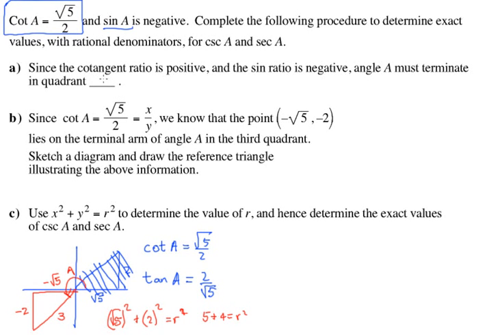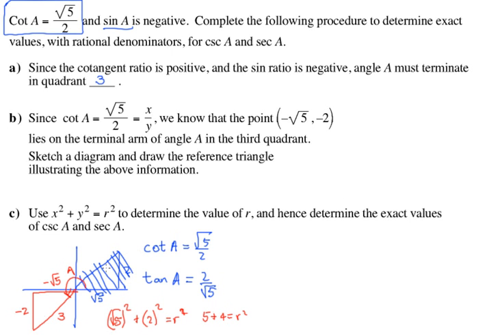Since the cotangent ratio is positive and the sine ratio is negative, angle A must terminate in quadrant 3. That's one of the things we figured out while situating ourselves. Since cotangent A is that, we know that the point negative 5, negative 2 lies on the terminal arm of angle A in the third quadrant. Sketch a diagram and draw the reference angle. Oh, okay, well I did this already. They make a good point.